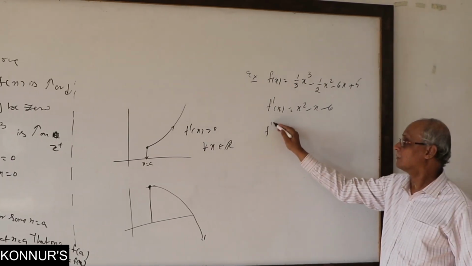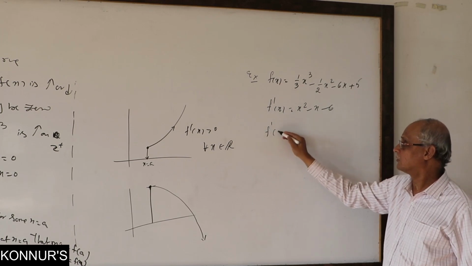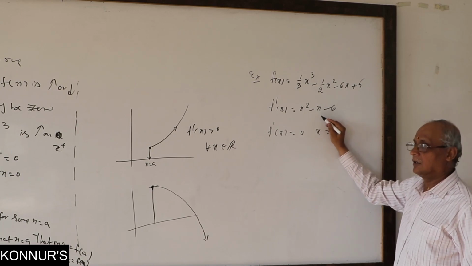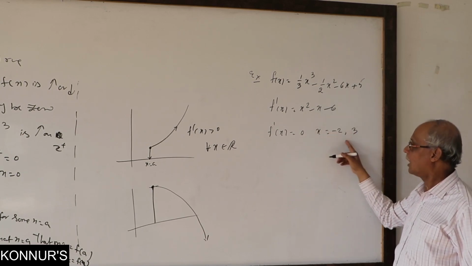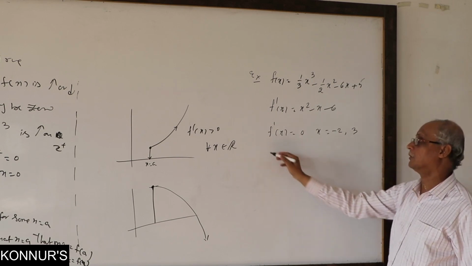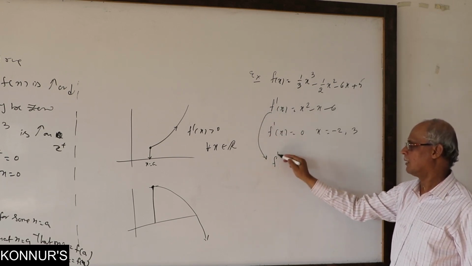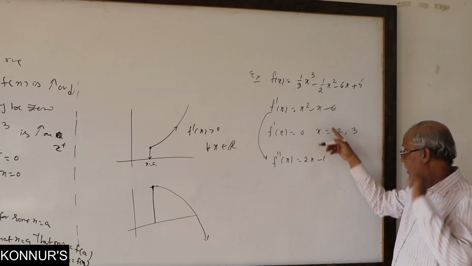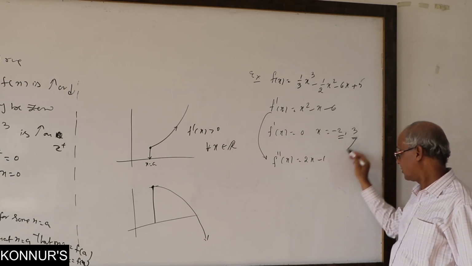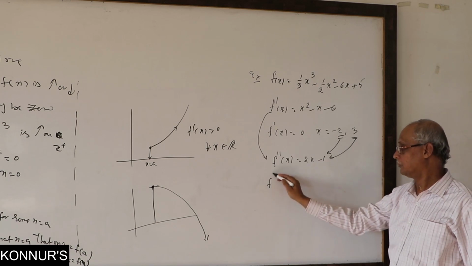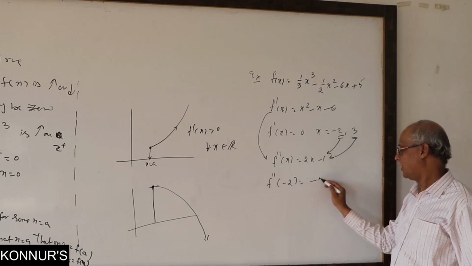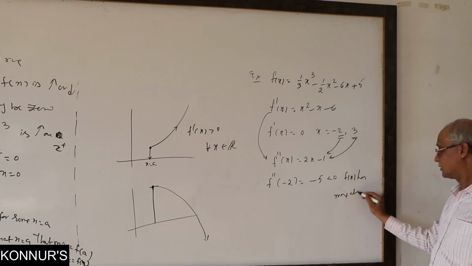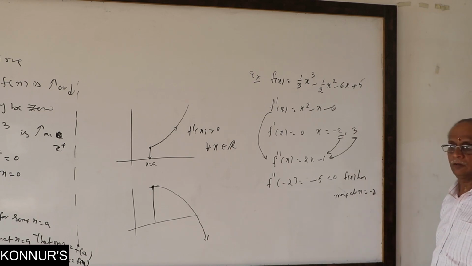Now you need the second derivative. Equating the first derivative to 0, what are the stationary points we got? The factors are x plus 2 and x minus 3. All this is completed. Now, further continuation: go to the next derivative, 2x minus 1. Whatever x values we have, substitute here. f double dash of minus 2 is minus 5, negative. So f of x has a maximum at x equal to minus 2.